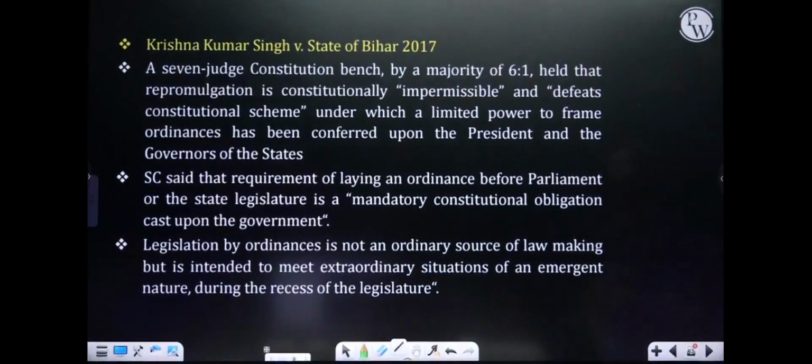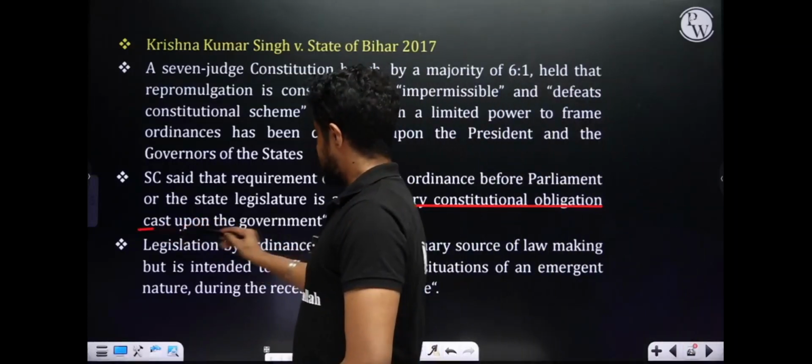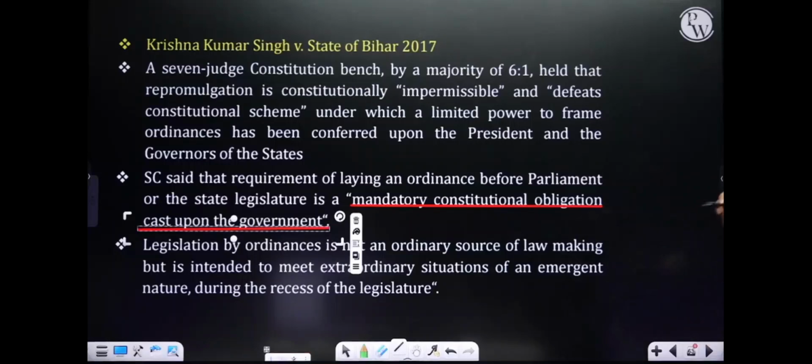Taking it further forward. Krishna Kumar Singh versus State of Bihar, 2017. A 7-judge constitution bench by a majority of 6-1 held that repromulgation is constitutionally impermissible and defeats the constitutional scheme under which a limited power to frame ordinances has been conferred upon the president and the governor of the states. The Supreme Court said that the requirement of laying an ordinance before parliament or state legislature is a mandatory constitutional obligation cast upon the government. Legislation by ordinances is not an ordinary source of lawmaking, but is intended to meet extraordinary situations of an emergent nature during the recess of the legislature.